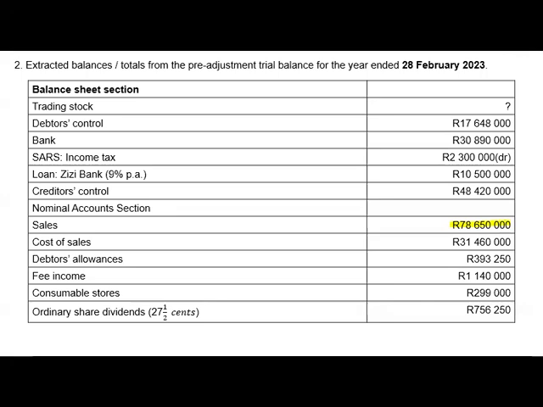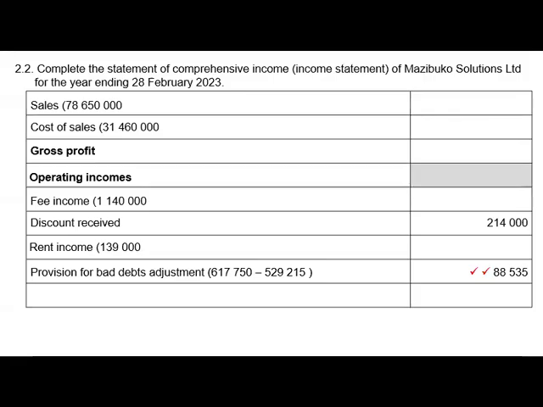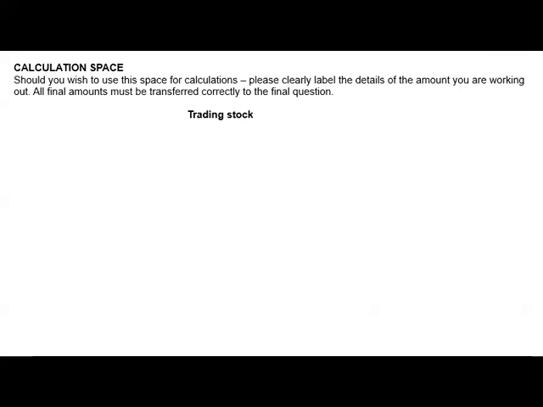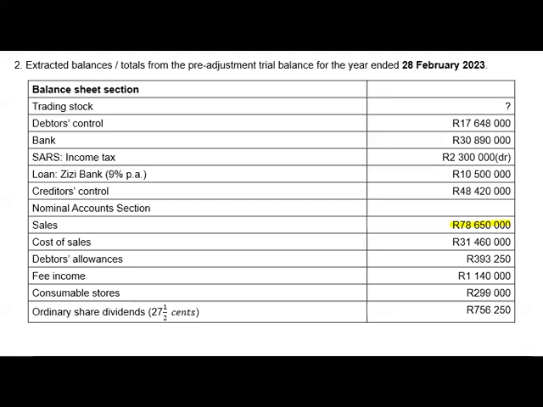Let me just check if my income statement is given to me. There we go. So, oh, too bad, guys. It's already there. Okay. Anyway. From that value, what must I do? I must subtract debtors allowances. How much is our debtors allowances that I must subtract there? 393,250. That's the first thing that you have to do. You must do it all the time. You first subtract debtors allowances, which is correct.